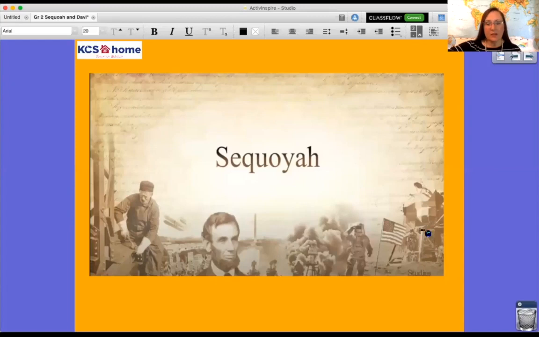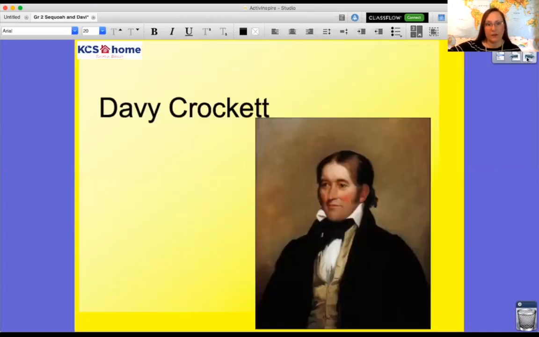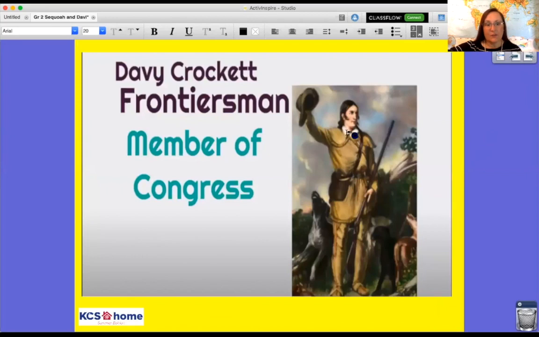If you want to learn more about Sequoia, you can go to Vonore, Tennessee. There is a Sequoia museum there. You can learn more about him. So now let's talk a little bit about our friend, Davy Crockett. Again, his real name is David Crockett, but most people know him as Davy Crockett. David Crockett was a frontiersman and a member of Congress. Let's learn a little more about him in a video.